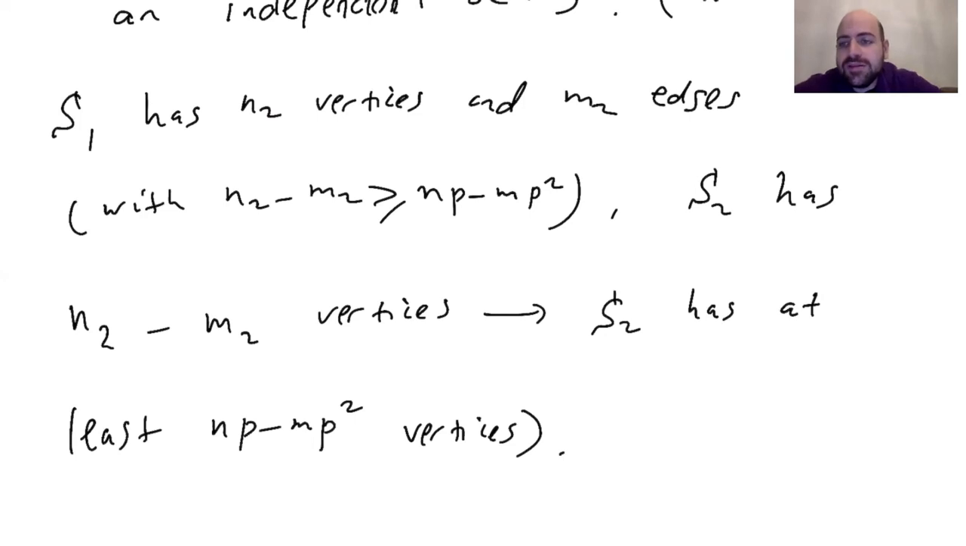Well, NP minus NP squared, by the way, doesn't have to be an integer. If it's, for example, 2.5, it means S2 must have at least 2.5 vertices, which means it should have at least 3 vertices.